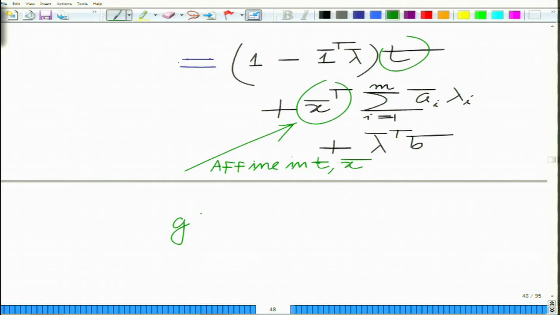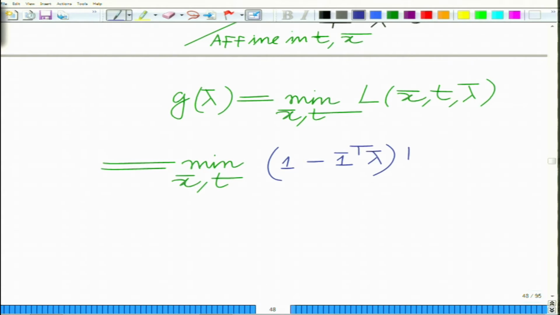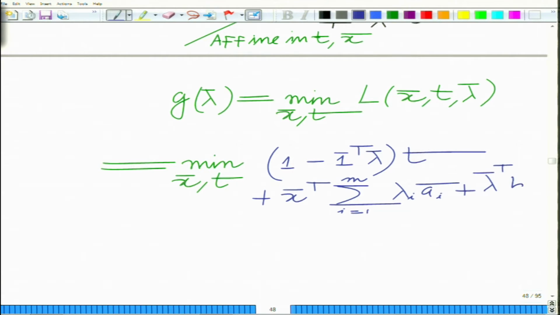There is one more step: the dual is basically getting the minimum with respect to x bar, t, for lambda bar. Write this a little more elaborately: this is the minimum over the primal variables x bar comma t of 1 minus 1 bar transpose lambda bar into t, plus x bar transpose summation I equal to 1 to m lambda I a I bar, plus lambda bar transpose b bar.